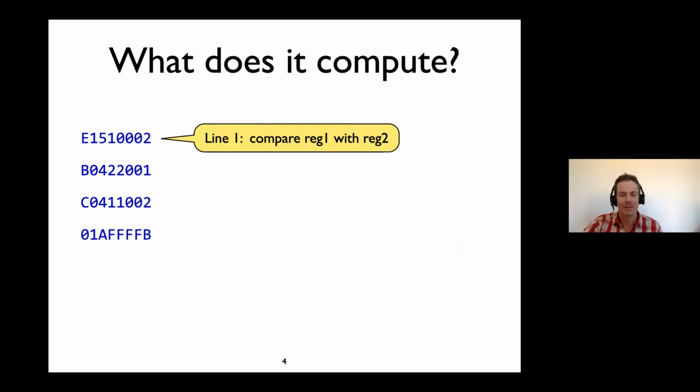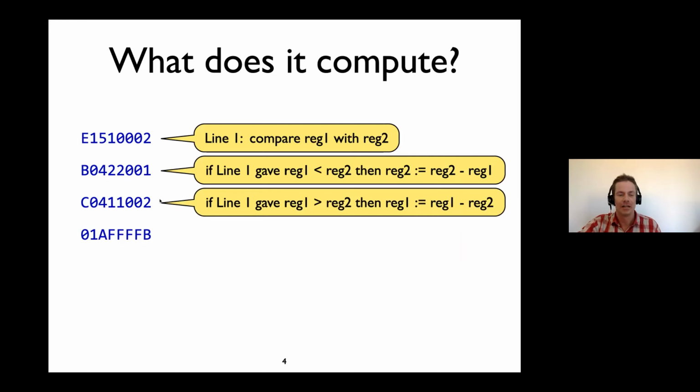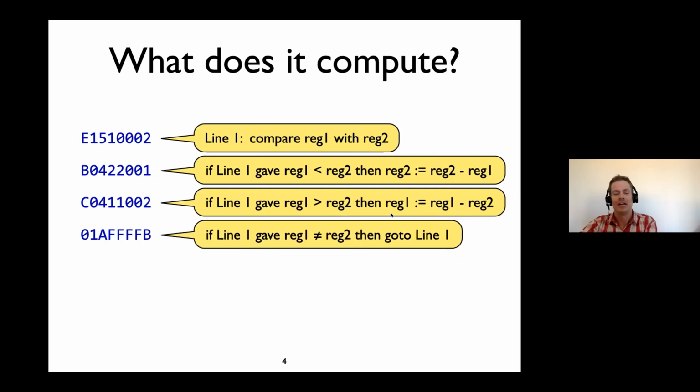Line 1 compares register 1 with register 2. Line 2 is conditionally executed. If line 1 gave that register 1 is less than register 2, then it subtracts register 1 from register 2. And then the third line, if line 1 gave that register 1 is actually larger than register 2, then register 2 is subtracted from register 1. And if line 1 gave that they are different, then this instruction will jump up to the top. So it's a loop.